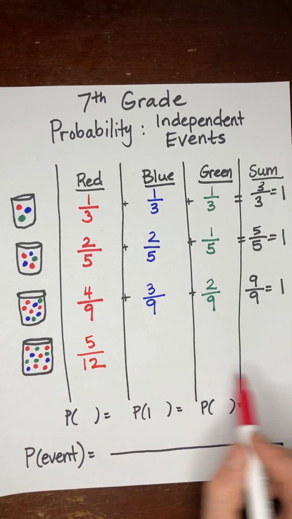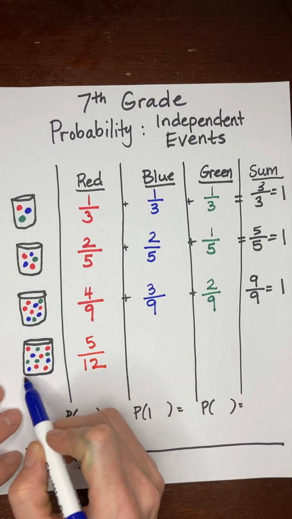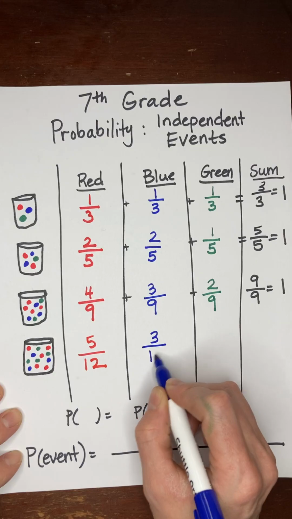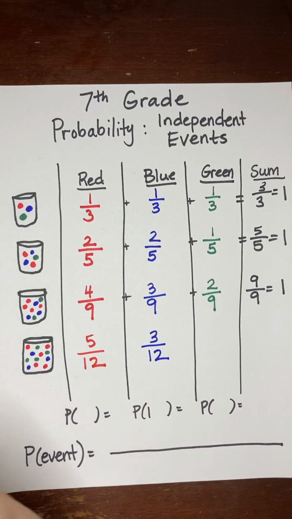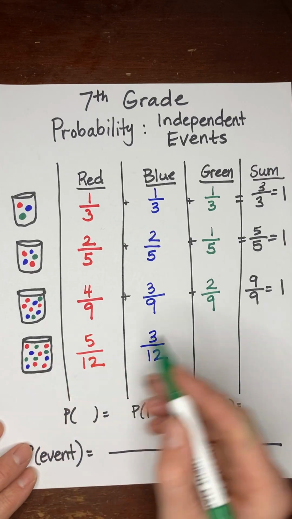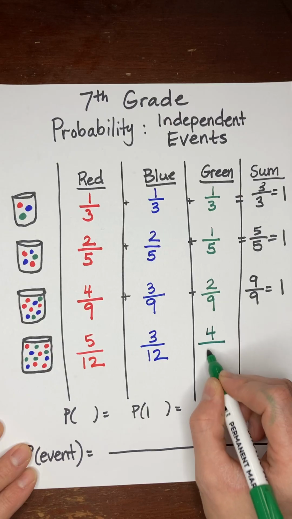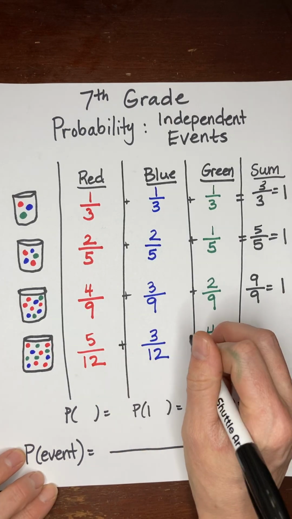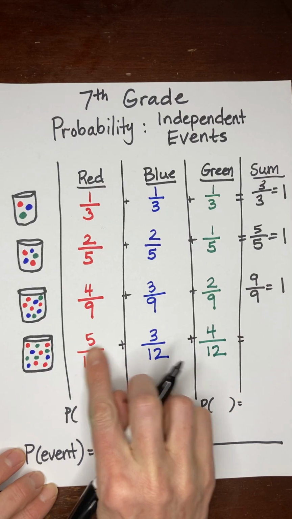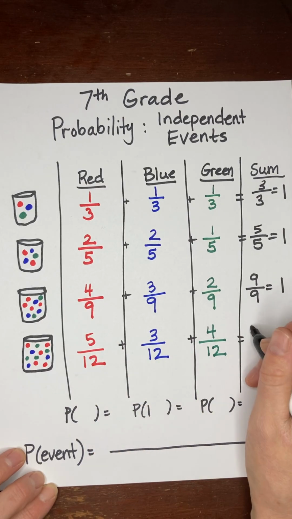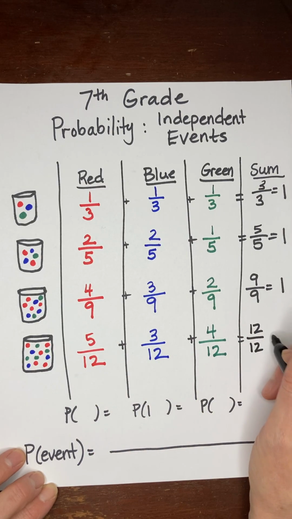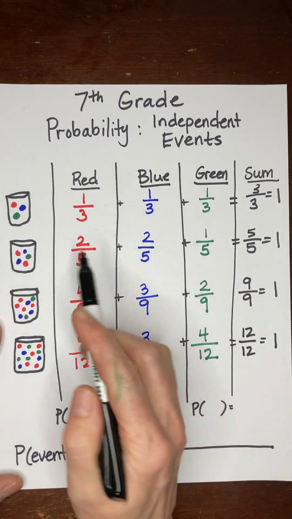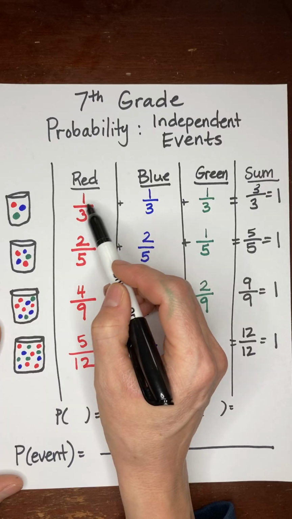Okay, now we know there's going to be 12 in every jar, so we don't have to count that again, thankfully. How many blues? 1, 2, 3, and still only 12. And green, 1, 2, 3, 4 out of 12. Okay, last one, let's add them up. 5, 8, 12. Which is also 1.